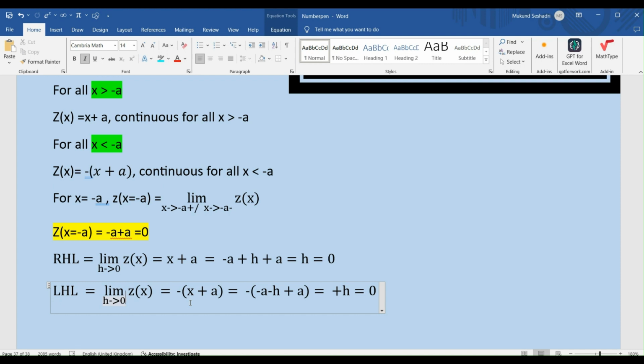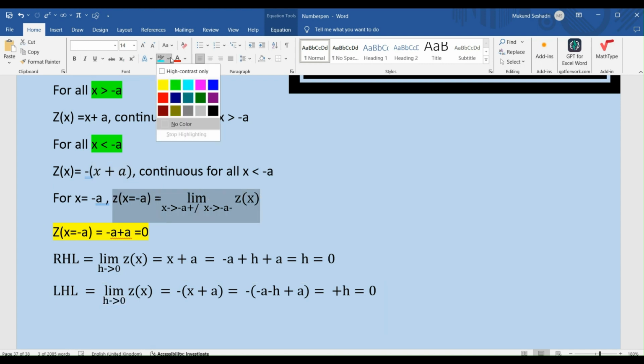First, examine x greater than minus a. Next, we had to examine x lesser than minus a. And thirdly, the point where the function undergoes a change as we switch from minus a minus h to minus a plus h, right? As we move from the left hand side of minus a to the right hand side of minus a, we will have to examine the continuity at the point minus a. So we notice that the function is continuous because we have this condition satisfied.